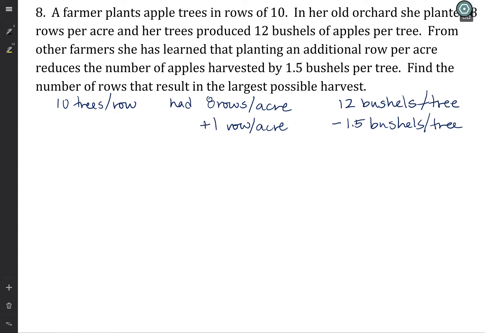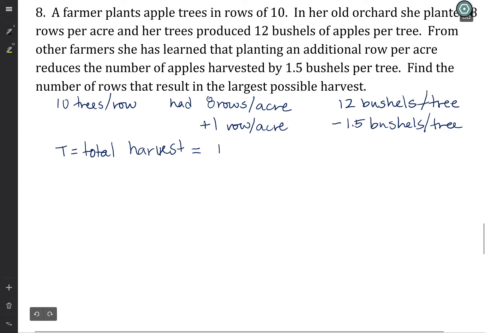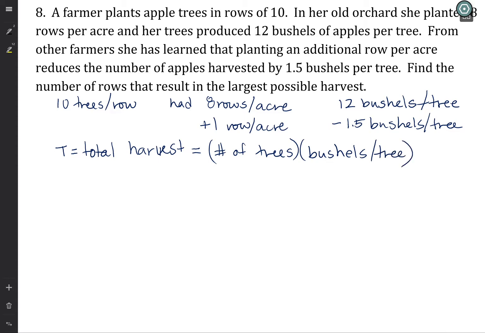So let's say we're interested in T equals the total harvest. And to get that, we're going to need the total number of trees times the number of bushels per tree. And I think really what we're getting to decide here, what did we say? Number of rows is how many rows. So I want my variable here to represent that.